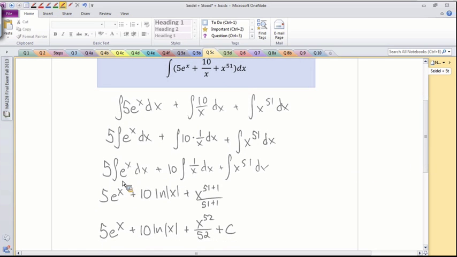Now the integral of e to the x is just e to the x. So it becomes 5 times e to the x plus 10 times the integral of 1 over x, which is just ln of x. And the integral of x to the 51 would be x to the 51 plus 1 over 51 plus 1, which simplifies to x to the 52 over 52. If there are any other questions, just let me know.